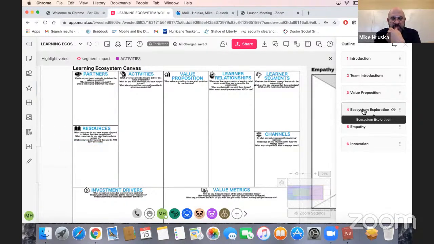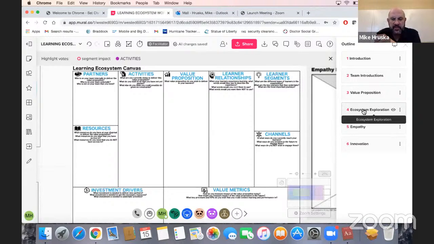So just a quick rewind. The learning ecosystem has 9 elements to it. Value proposition at the center. On the right side is the aspirational side. Where are we at, learner relationship wise? Where do we want to be? What are the ways we think about segments and those key journeys along the way?